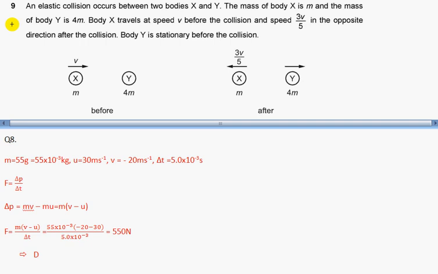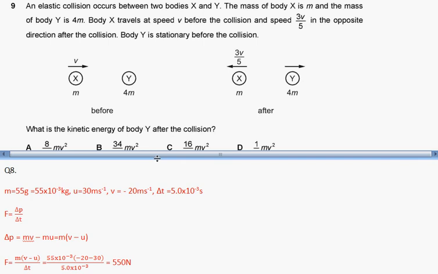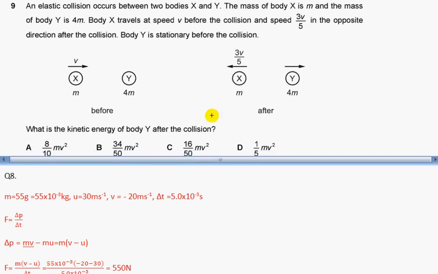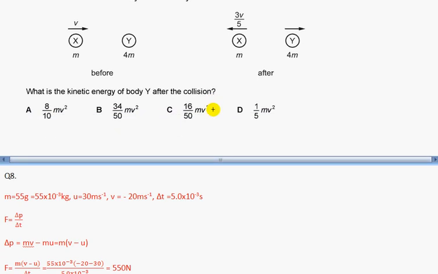An elastic collision occurs between two bodies, x and y. The mass of body x is m and the mass of body y is 4m. Body x travels at speed v before the collision and speed 3v/5 in the opposite direction after the collision. Body y is stationary before its collision. So here we have a clear picture. What is the kinetic energy of body y after the collision?